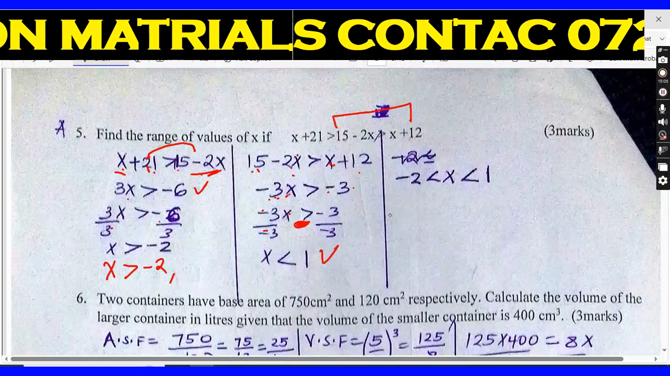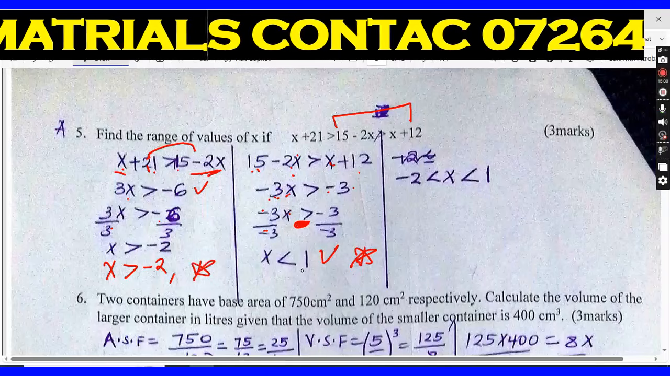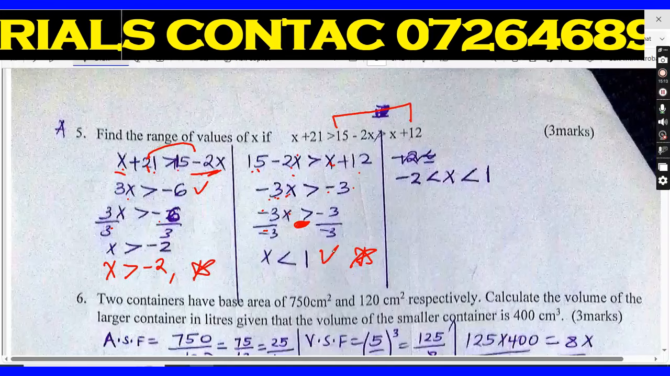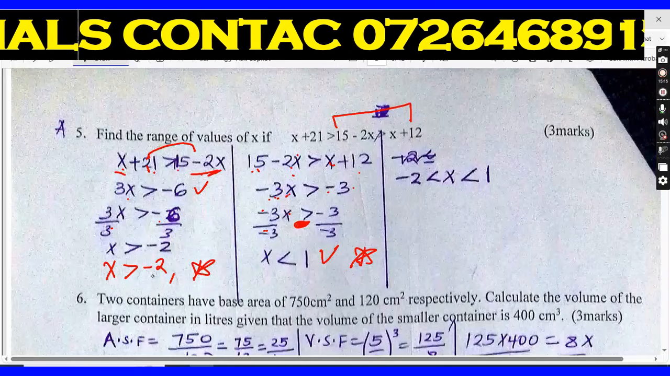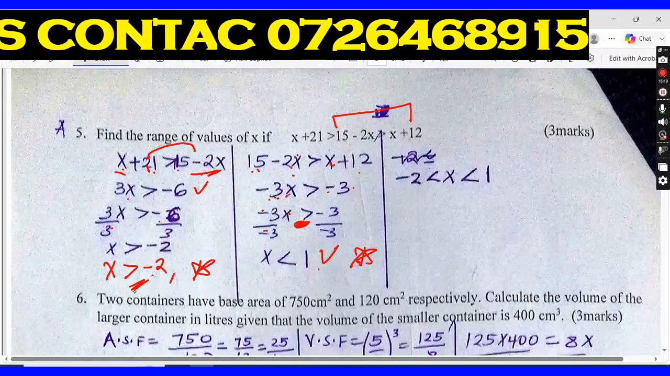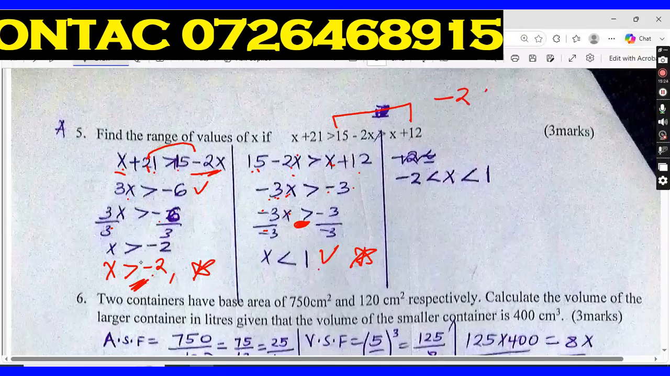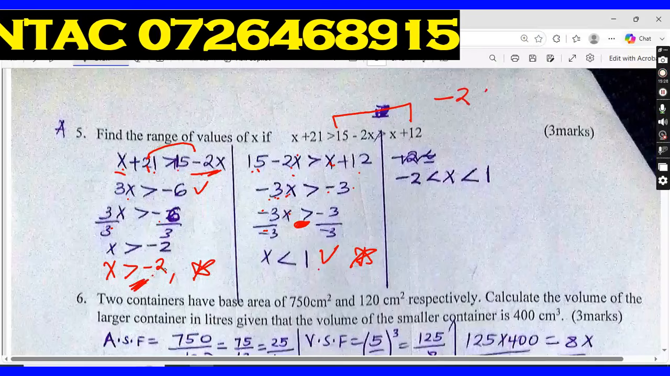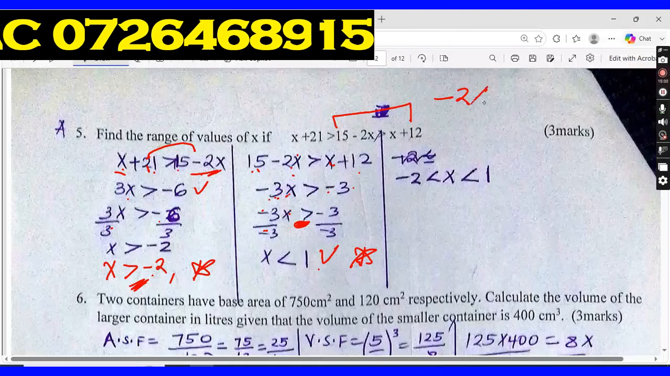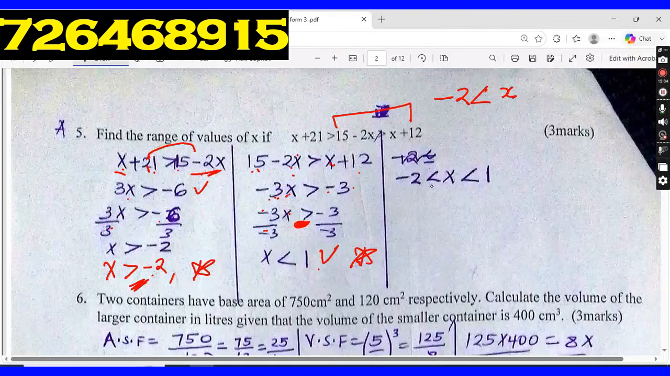Now we want to combine this and this one. So you start with the one with the smallest number. Negative 2 is smaller than 1. So we start with that. So you can change this one, so that now we start with negative 2, because it requires x is greater than negative 2. That means negative 2 is smaller than x. Negative 2 is less than x. That's what it means, right?